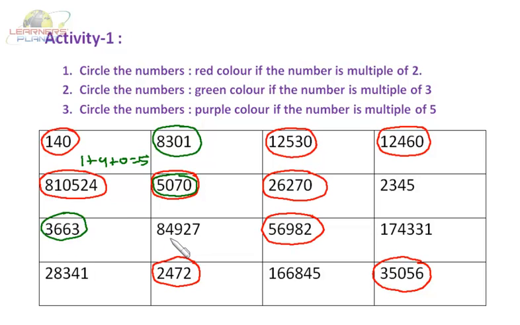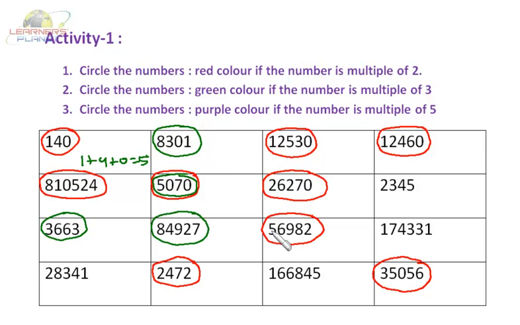Okay. I hope you are getting my point. Now, let's take this number. Just add up all the digits. 8 plus 4, 12. 12 plus 9, 21. 21 plus 2, 23. 23 plus 7, 30. Now 30 is a multiple of 3. Isn't it? 3 tens are 30. That means 30 is a multiple of 3. That means 84927, the complete number, will be a multiple of 3. So let's circle it.